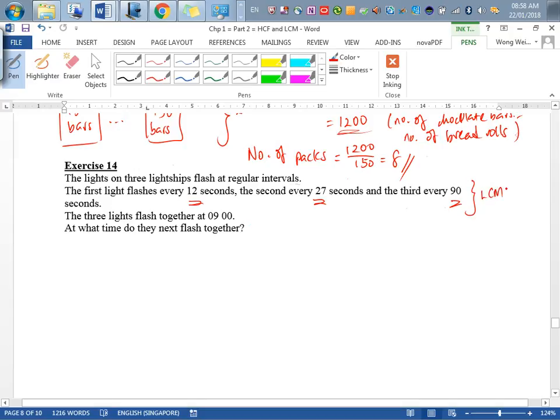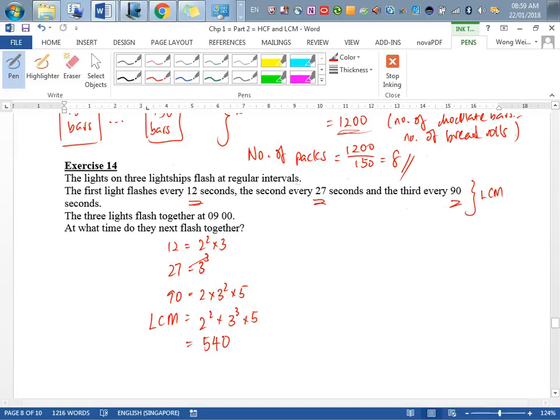Yes, lowest common multiple again. So 12, expressed in index notation, is 2 square times 3, 27 is 3 cube, and 90 is 2 times 3 square times 5. LCM will be 2 square times 3 cube times 5. This is 540. What does this represent? Anybody? The number of seconds before they all flash together again.